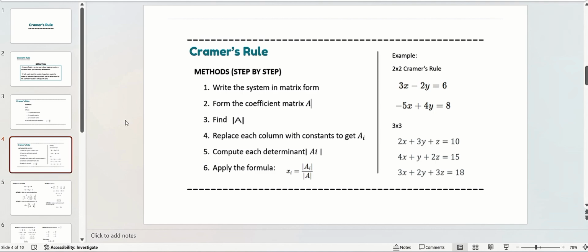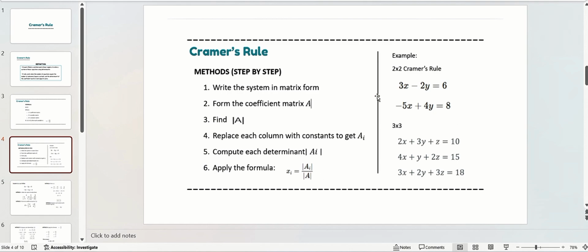So next is the methods, step by step sa Cramer's rule. So first method is write the system in matrix form and then form the coefficient matrix A. Then method 3 is find the determinant of A. And then replace each column with constant to get A sub i. And then compute each determinant of A sub i. And last method is to apply this formula.